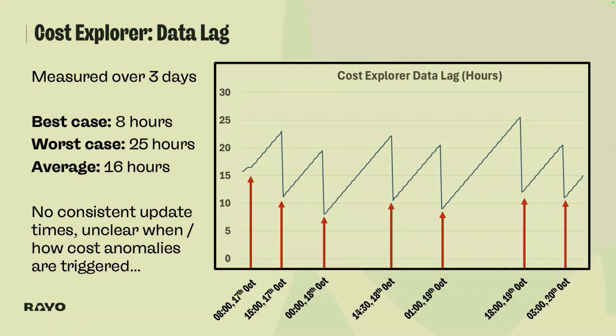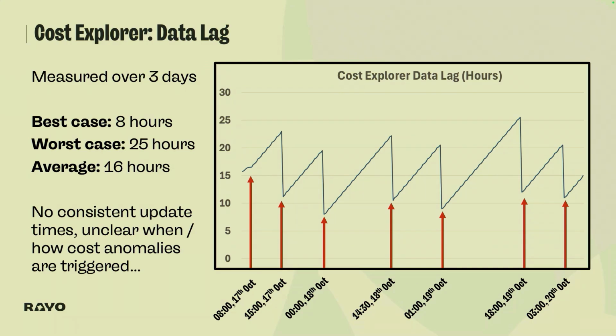So I did. This is the Cost Explorer data lag measured over 3 days. It would have been longer, but there was a slight problem on Monday or something with AWS. I'm not sure. The chart on the left-hand side shows the number of hours behind real time that the cost data is, and the red lines show when that cost data gets updated.